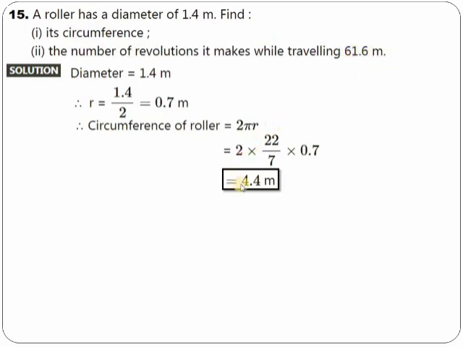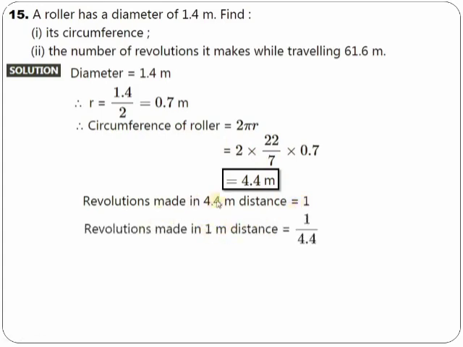Now all of you know by now, one revolution covers a distance of the circumference of the roller, right? So the revolutions made in a 4.4 meter distance: 4.4 is the circumference. So if the roller travels 4.4 meter, that is the circumference, then the roller makes a revolution of 1. Is that clear? Now, the revolutions made in 1 meter will be 1 over 4.4, with 4.4 going to the denominator, but they are asking you to find the number of revolutions made in 61.6 meter.